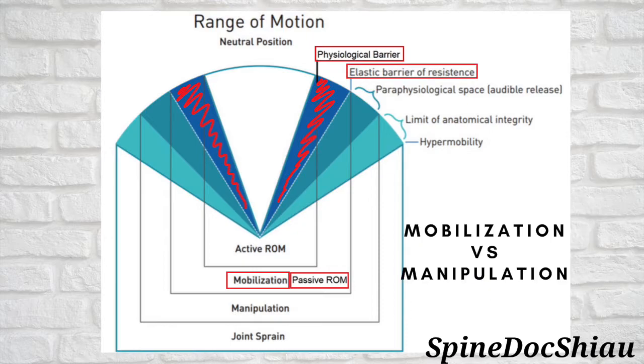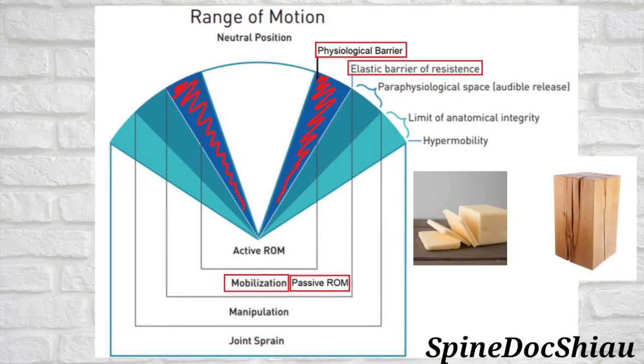Let's pause and talk about what exactly mobilization is as opposed to manipulation. In mobilization, the doctor slowly moves the joint within its normal ranges of motion, as opposed to manipulation, which involves a very short and sharp movement to help push the joint beyond its normal ranges of motion. Before we get to manipulation, which occurs in the next phase of ranges of motion, we hit another barrier. This barrier is called the elastic barrier of resistance. The elastic barrier of resistance is the upper limit of passive range of motion.